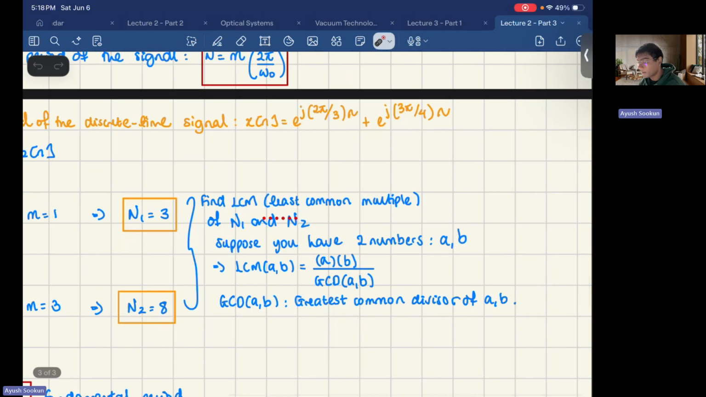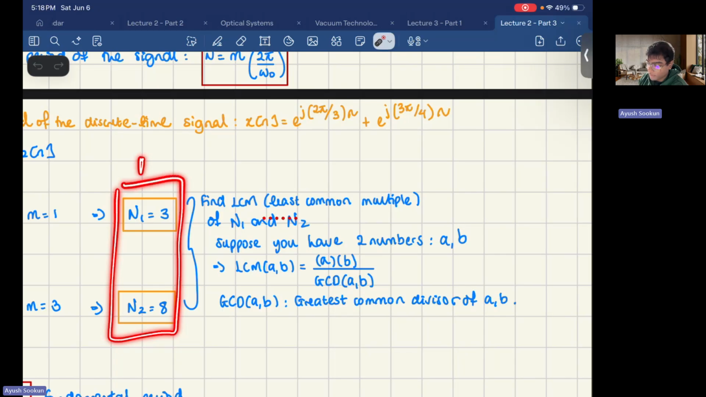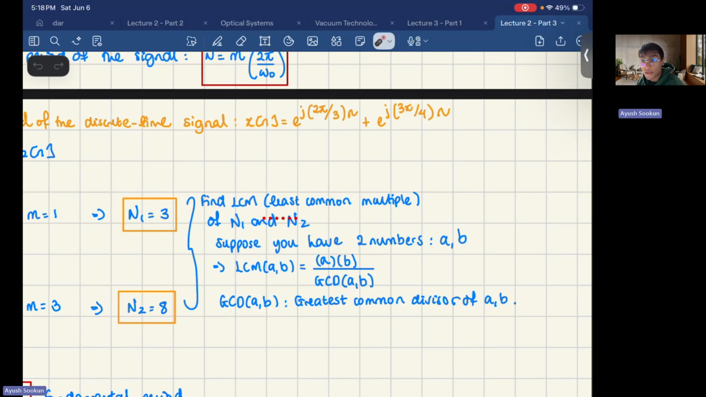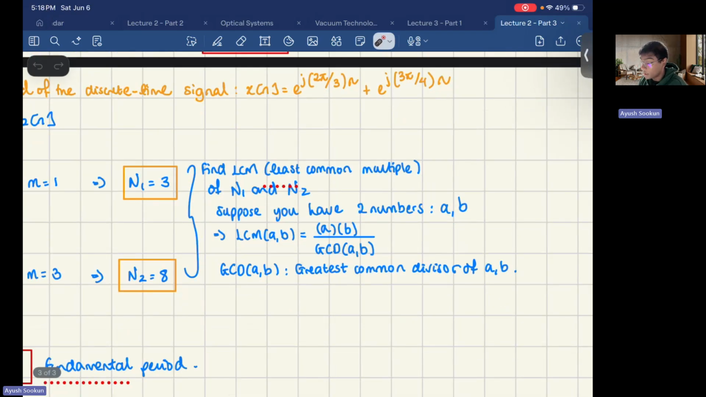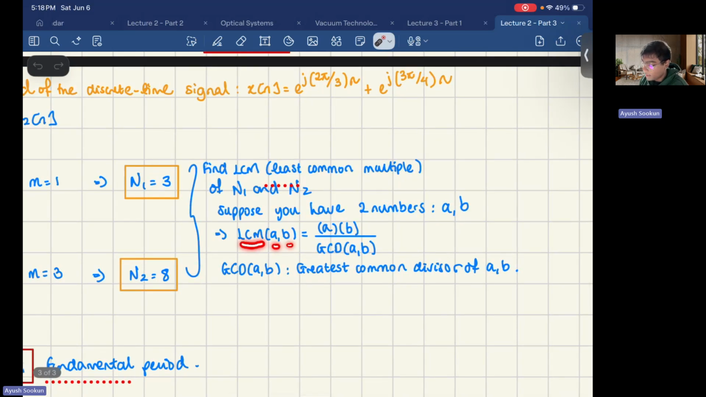I'm bored. Okay. So how do you find the least common multiple? I kind of spoiled it, but the overall fundamental period is going to be the least common multiple of these two. Now, I forgot how to do this in middle school the way the teacher taught us in a simple way, so we're just going to memorize the formula here to do it for us. So the least common multiple of n1 and n2. Suppose you have two numbers, a and b. The least common multiple of a and b is going to be the multiplication of the two numbers divided by the greatest common divisor of the two numbers.